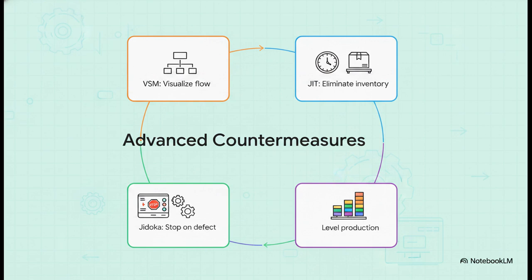Jidoka, which beautifully translates to automation with a human touch, gives machines the ability to detect failures and stop production immediately. And Heijunka, that levels out your production schedule so you aren't wildly fluctuating and overburdening your entire team.